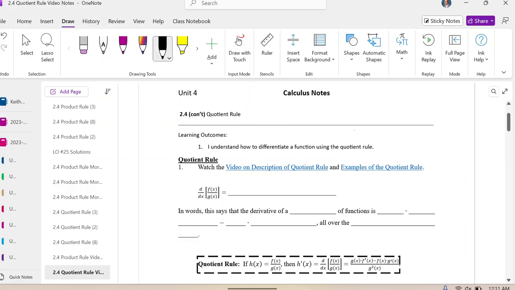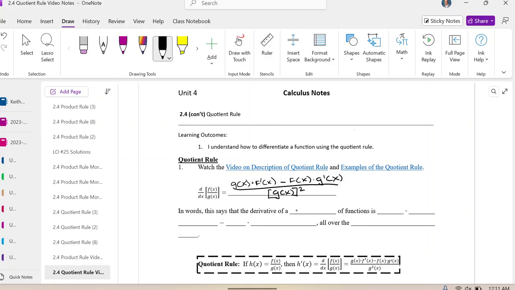The quotient rule is for when you have the quotient of two functions, when you're dividing two functions. To find the derivative, you take the denominator function times the derivative of the numerator, minus the numerator function times the derivative of the denominator, all over the denominator squared. That is the quotient rule.